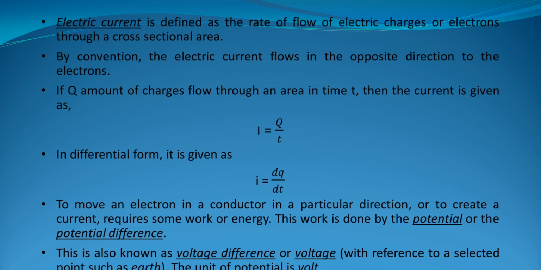Okay, so that's what I have written in the next point. This is also known as voltage difference or voltage with reference to a selected point, which is called a reference point, such as an earth. We will see when we solve the numericals, there will be a point in the circuit which will be considered as a reference point or earth. The voltage of that point will be 0 volts and the voltage at all the other points will be with reference to that point only. The unit of potential or voltage is volt and it is denoted by capital V for volt.